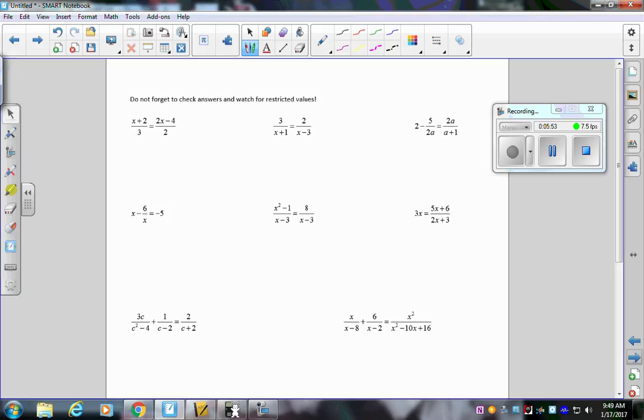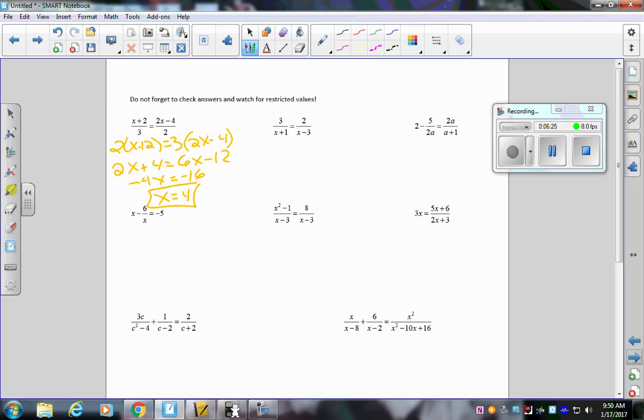All right, let's try 3 more together, and then you can go ahead and try the last few on your own. All right, so this first one, once again, first of all, there is no restriction because I don't have a variable in the denominator, but I can go ahead and just cross multiply. So I've got 2 times x plus 2 equals 3 times 2x minus 4. That gives me 2x plus 4, 6x minus 12. Go ahead and solve. I'll subtract 6x on both sides, subtract 4, and I get a positive 4.